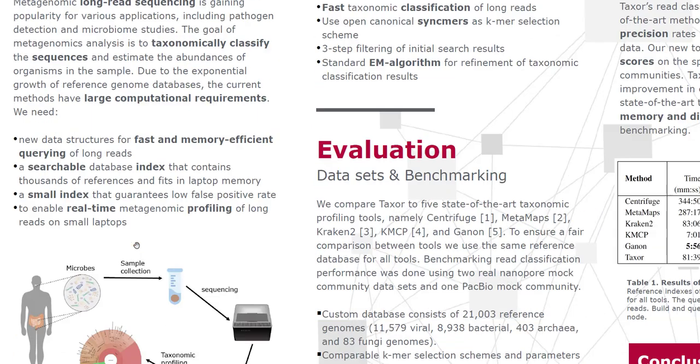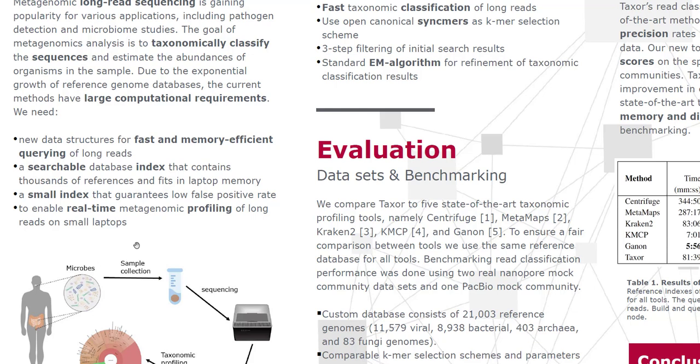The biggest problem of taxonomic classification is the exponential growth of reference genome databases, which we need for the classification of the reads. And due to this, the current methods have large computational requirements. Thus we need new data structures for fast and memory-efficient querying of long reads.